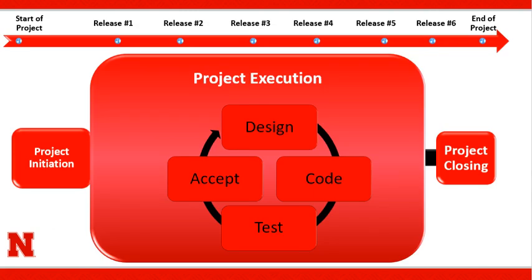Here's a quick look at how execution of the project will look, including project initiation, which is your kickoff meeting, the first time that you meet the students, through 6 releases, followed by a project closing meeting at the end of the school year. In each release, the team will design and code based off the user stories, test them, and go through the acceptance criteria with you. We talked earlier about the definition of done. That acceptance criteria is key and important for completion.